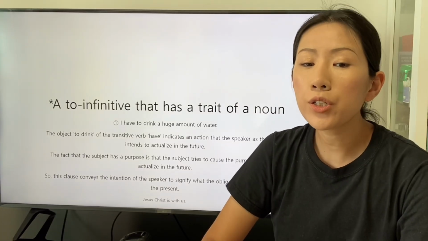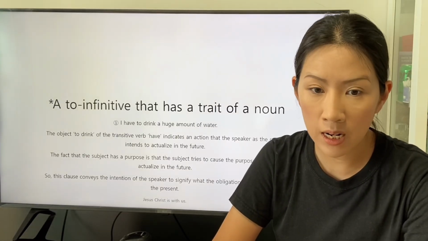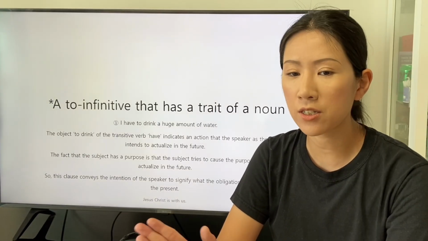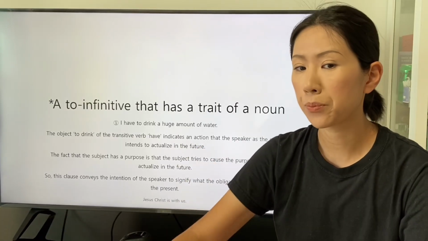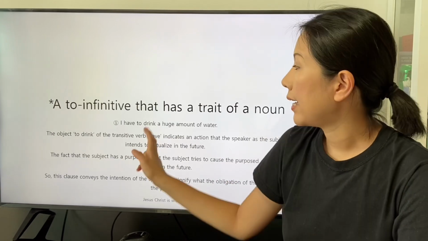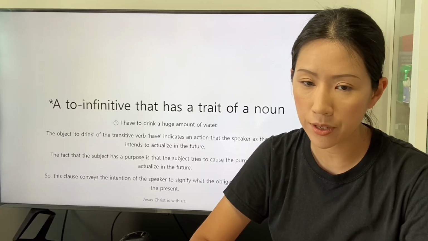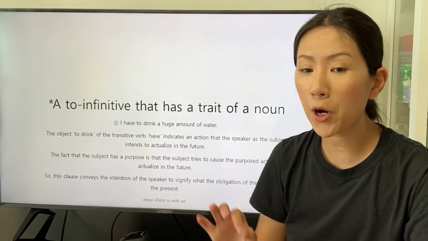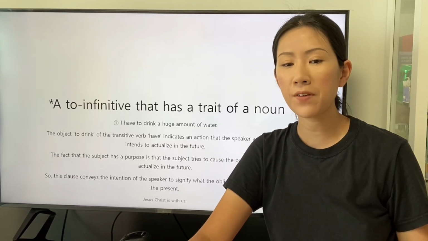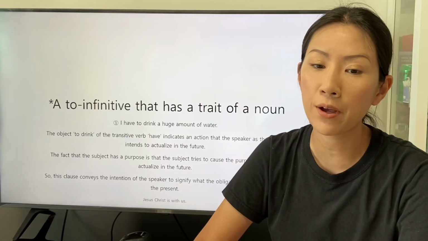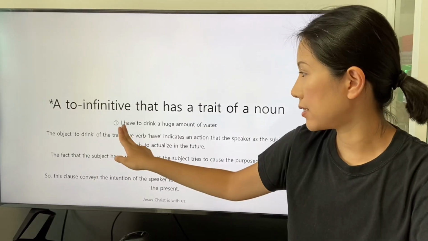The object to drink of the transitive verb have indicates an action that the speaker as the subject intends to actualize in the future as a destination. The fact that the subject has a purpose is that the subject tries to cause the proposed action to actualize in the future. So this clause conveys the intention of the speaker to signify what the obligation of the subject is at the present.